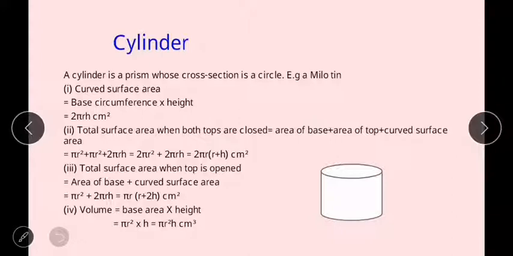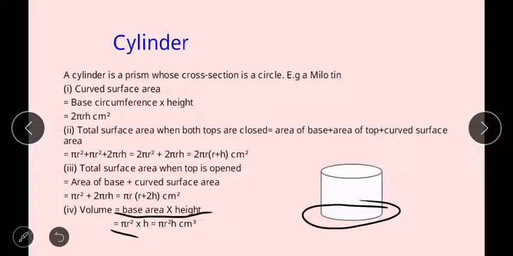How do we calculate the volume of a cylinder? The volume of a cylinder. How much Milo can a Milo tin take? That is what is meant by the volume. To calculate that, we say base area of the cylinder times height of the cylinder. The base area of the cylinder, which is pi r squared, times height of the cylinder, which is h. That gives you pi r squared h. Don't forget your units. We are dealing with volume now. That is why my unit is in cube. Is that taken?